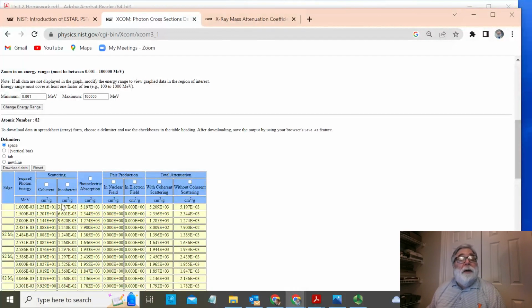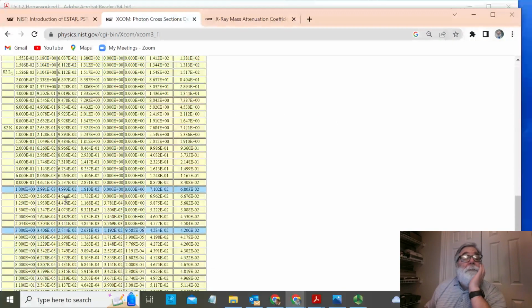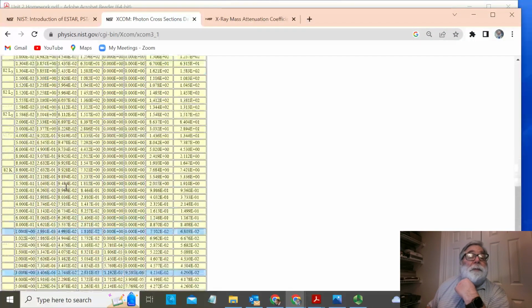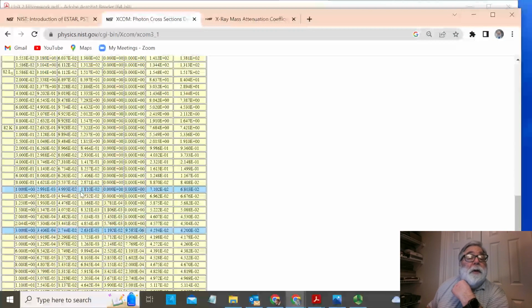So columns 3, 4, and 5, notice the units are square centimeters per gram. So these are mass attenuation coefficients. At 1 MeV, we are looking at 5 times 10 to the minus 2, 0.05, for Compton scattering. The photoelectric effect is 0.002, in square centimeters per gram, and 0 for pair production.